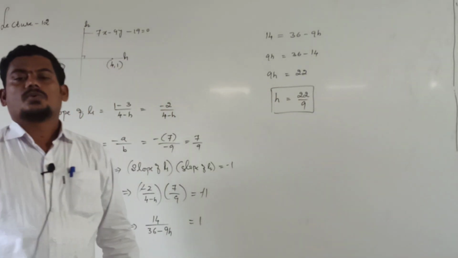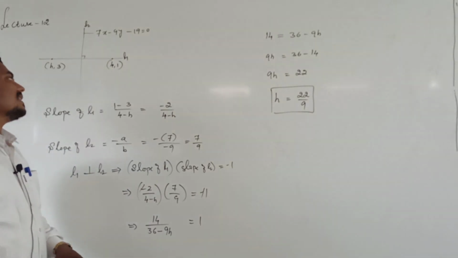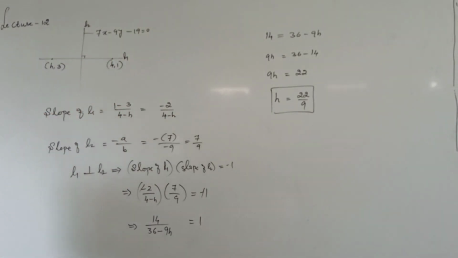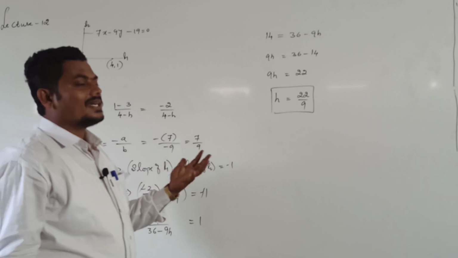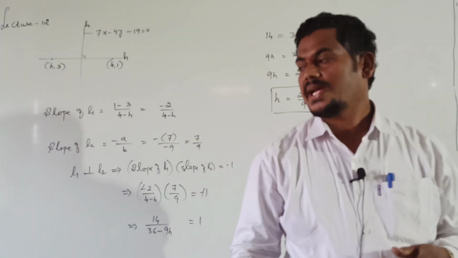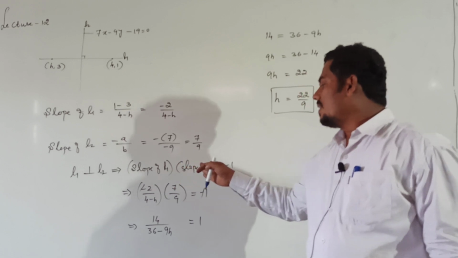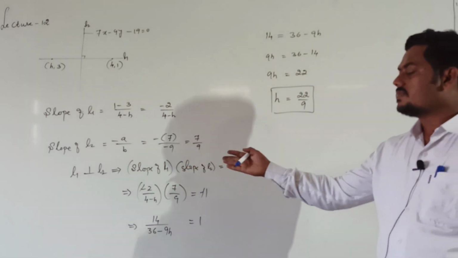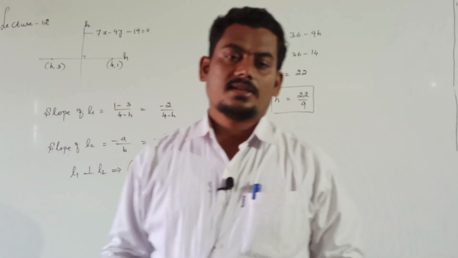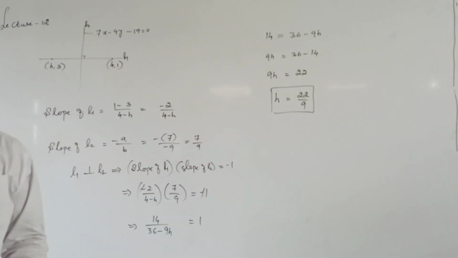The h value is 22 divided by 9 when these two lines are perpendicular. Perpendicularity condition: the product of their slopes is equal to minus 1. The slope of line 1 into the slope of line 2 is equal to minus 1, and usual simplification, then you get h equal to 22 divided by 9, right? Next question.